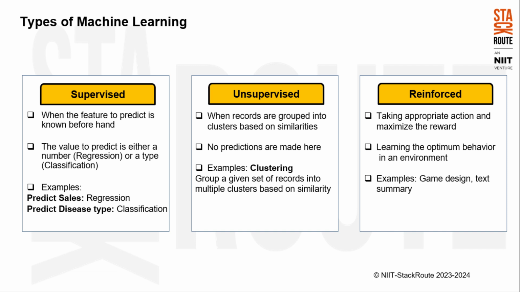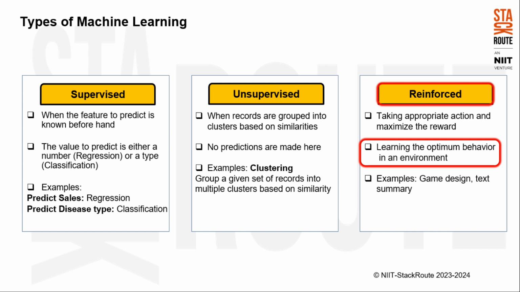Now coming to the third one, it is called reinforcement machine learning. In this technique, it is mainly to do with designing. You take an appropriate action based on whether the action is good or bad. When you make a right choice, you give a reward, and when you make the wrong choice, you take away that reward or give negative marking. So the objective of reinforcement learning is learning the optimum behavior in an environment.